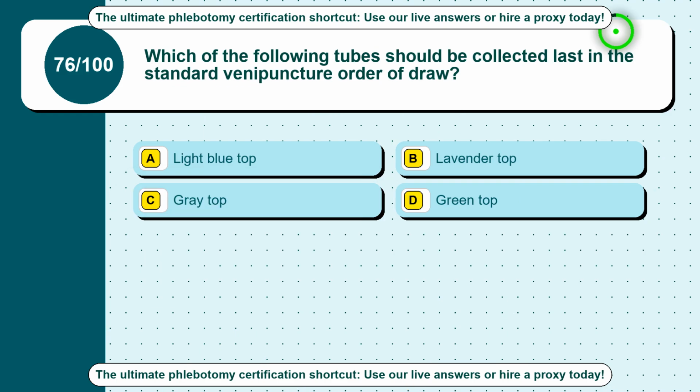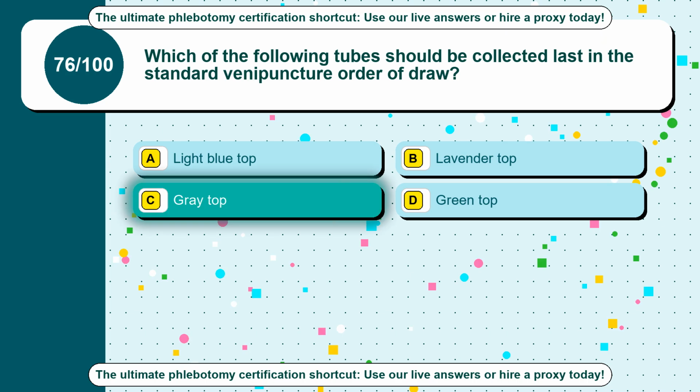Question 76. Which of the following tubes should be collected last in the standard venipuncture order of draw? Option A. Light blue top. Option B. Lavender top. Option C. Grey top. Option D. Green top. The correct answer is option C.